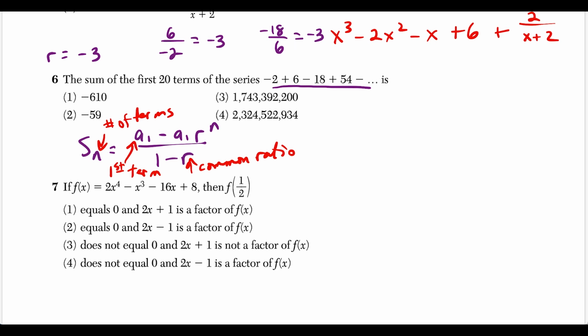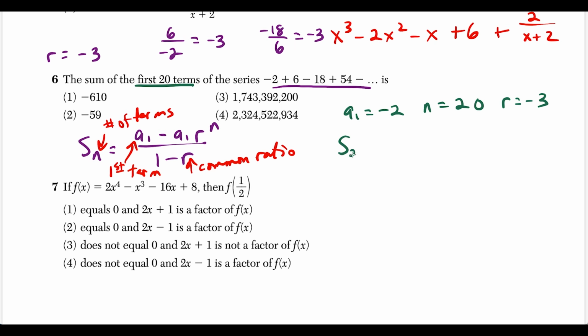So let's start defining stuff here. We have a sub 1 equal to negative 2. We're going to have n equal to 20 because we're adding the first 20 terms. And then we also have an r value of negative 3. So then all we have to do is plug into this formula.